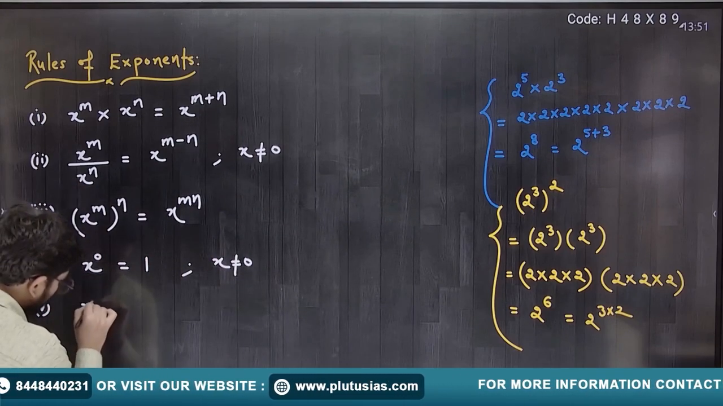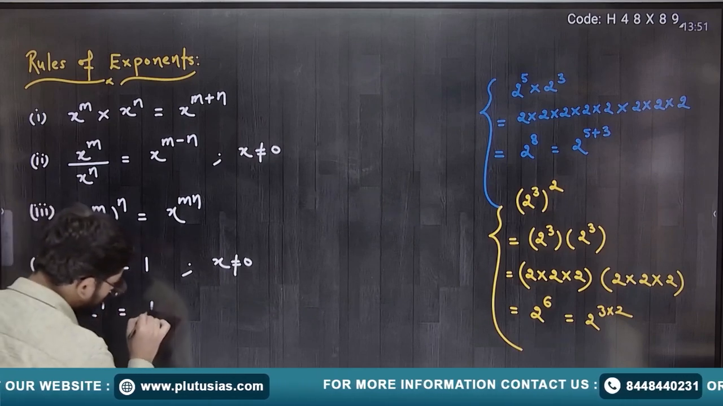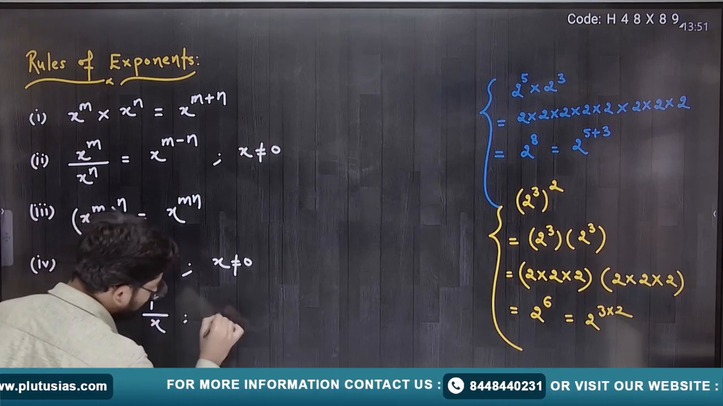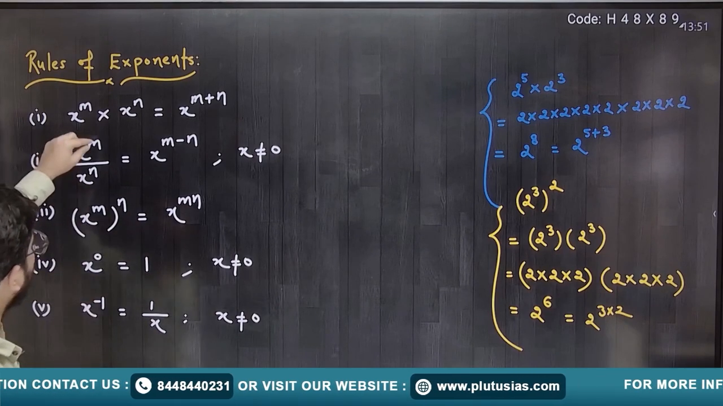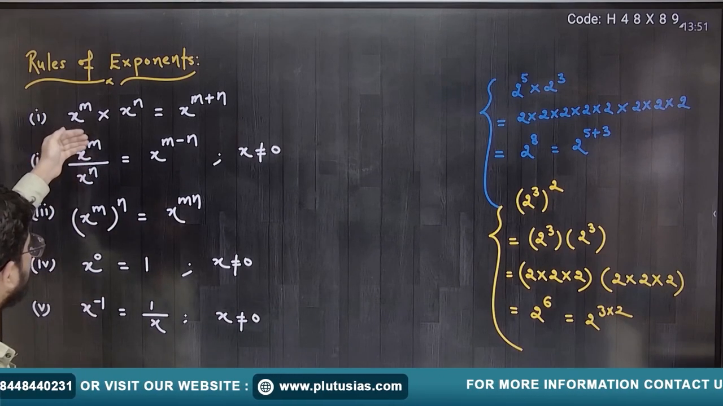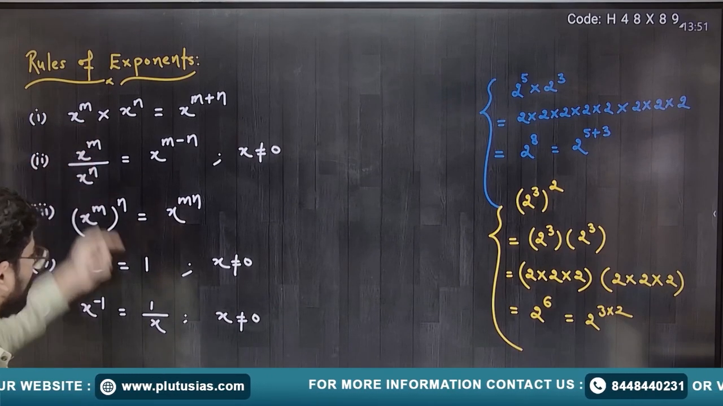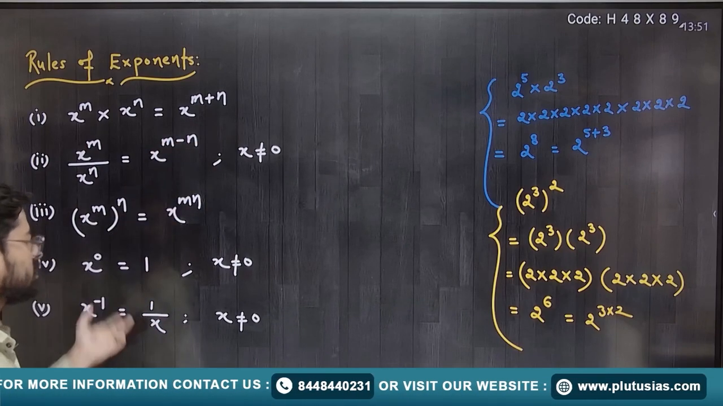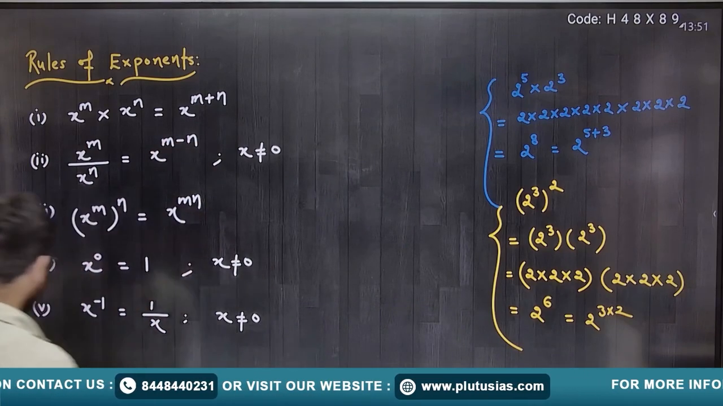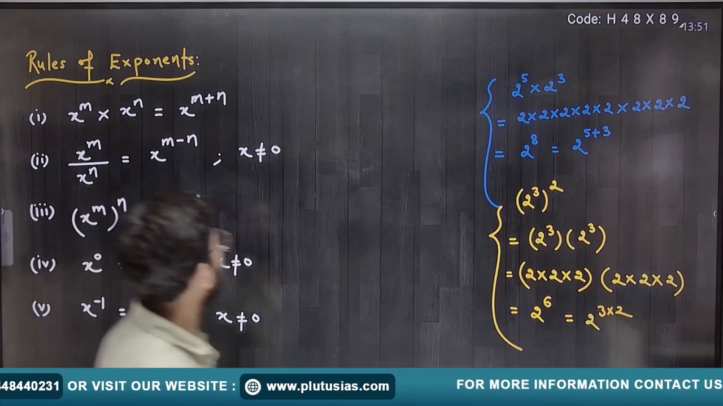Fifth one is x raised to power minus 1, which is 1 by x, where x is not equal to 0. Okay, how can you do that? Put m as 0, n as 1. So that is x power 0, which is 1, divided by x power 1, which is x, and this is x power 0 minus 1, which is minus 1. Clear? Okay, next one, sixth rule.